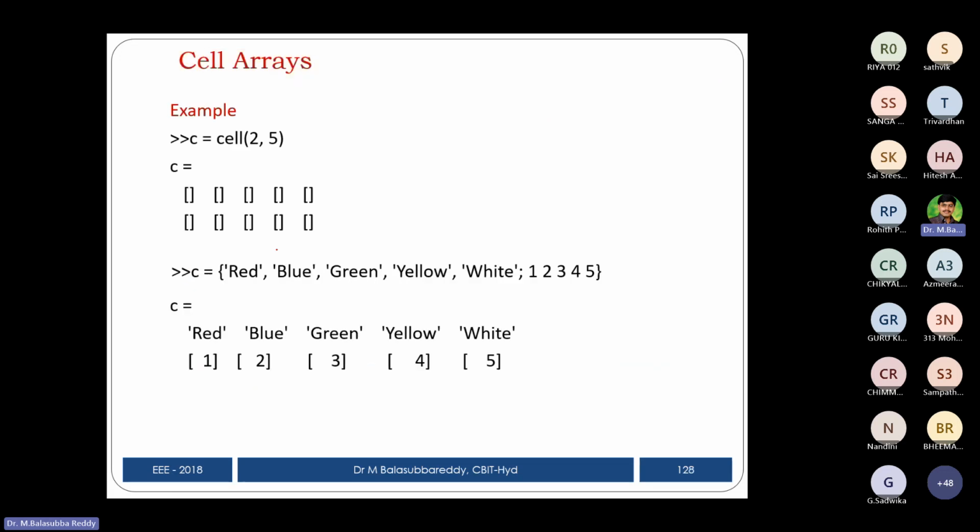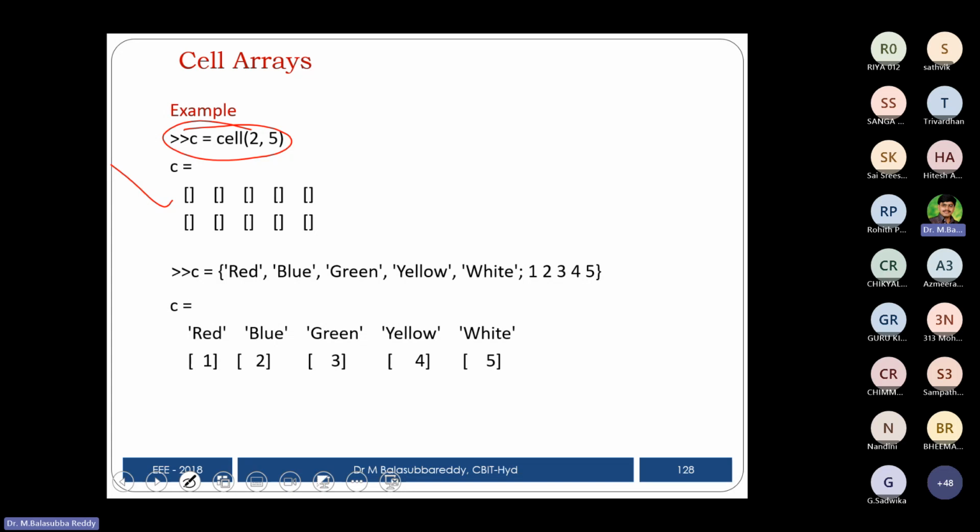So in that, I will show you an example. If I write cell 2 comma 5, what is the meaning of 2 comma 5? 2 rows, 5 columns is going to be opened as a cell array. So now we have created an empty cell array. Then we have to fill that data. As I said, a cell array is not one type of data. You can store different kinds of data as well.